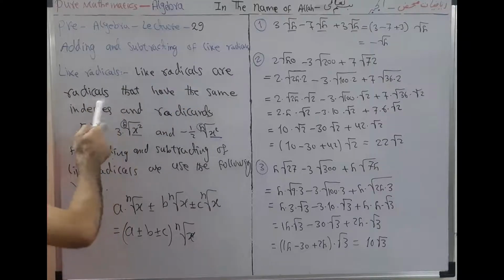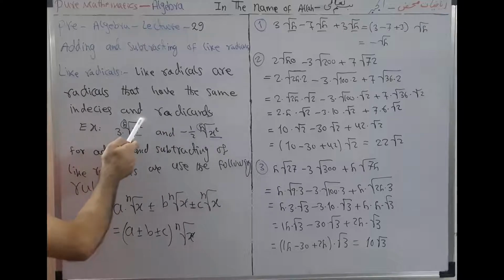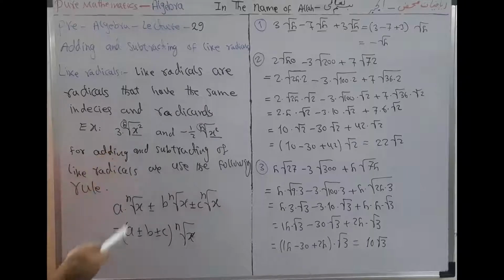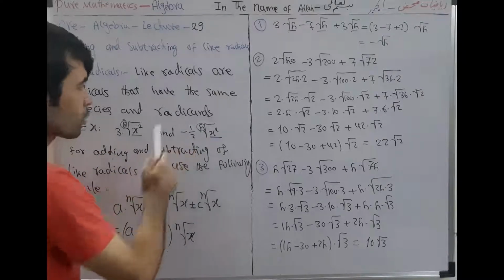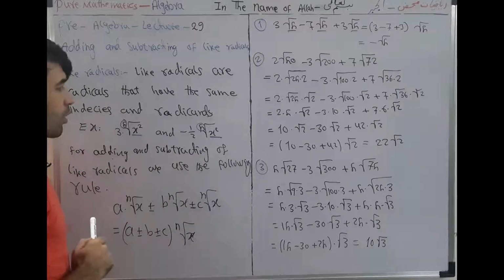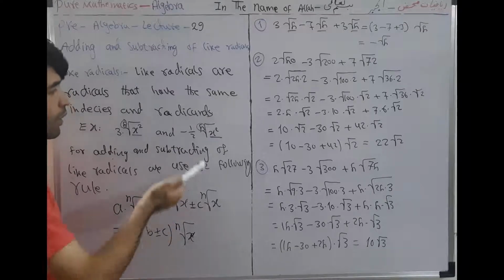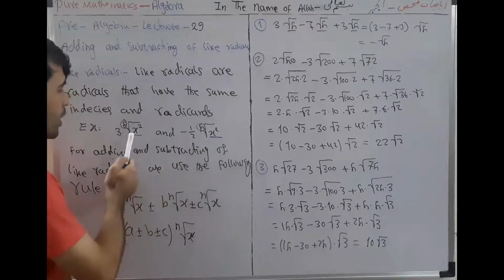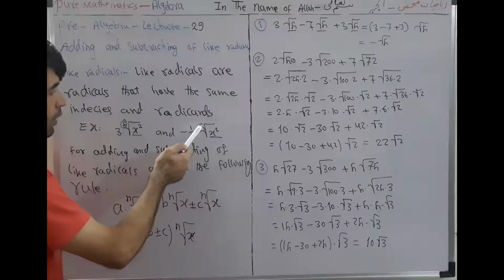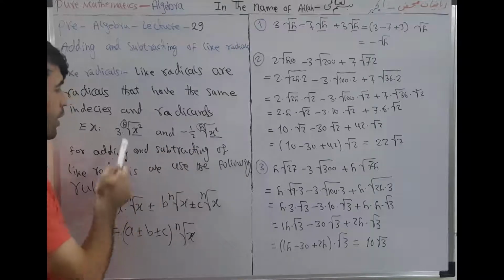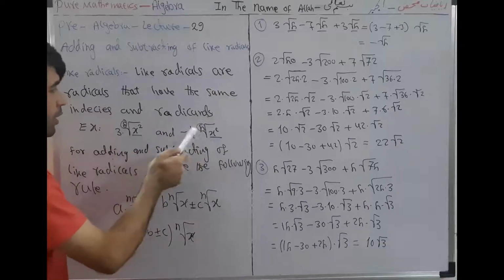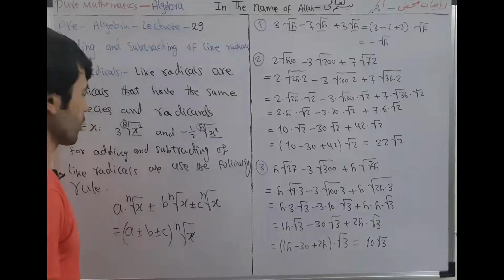Like radicals are radicals that have the same indices and radicands. Example, 3 multiplied by fifth root of x squared and minus 1 over 2 into fifth root of x squared. Here these two radicals are like radicals because radicands, here we have x squared, here also we have x squared. Here we have fifth root. The index of this root is 5, and here also is 5. The index and the radicands are same, then they are like radicals.